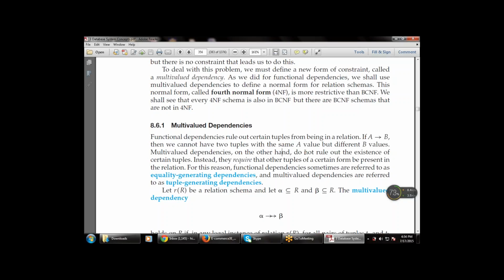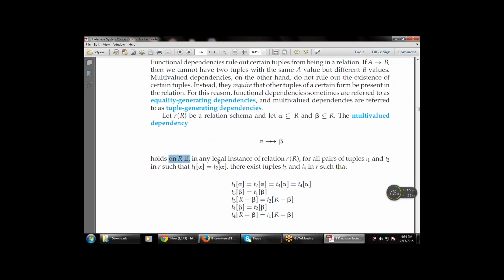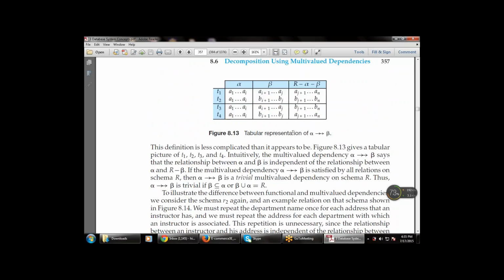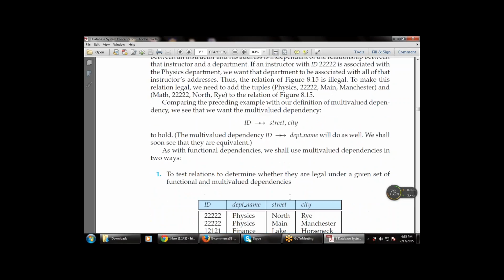Let R be a relation schema, and let alpha be contained in R, and beta be contained in R. The multi-value dependency alpha arrow arrow beta holds on R if, in any legal instance of R, for all pairs of tuples t1 and t2 in R such that t1[alpha] equals t2[alpha]... This is the tabular representation of alpha arrow arrow beta.